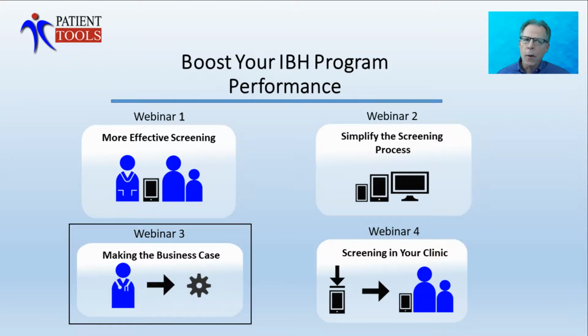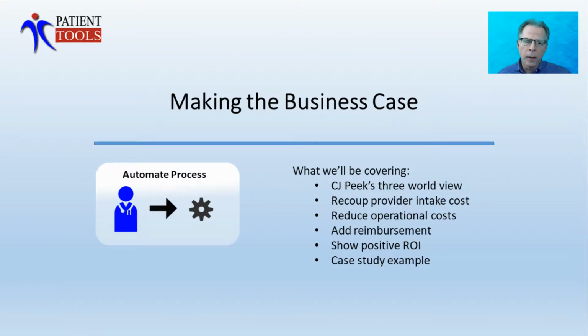And in this third webinar, we're going to get into the financial side of this, and we're going to start out by using CJ Peek's three-world view as the basis of your justification in making the business case. We'll talk through the different pieces that go on there, and we're going to get into that automation process.